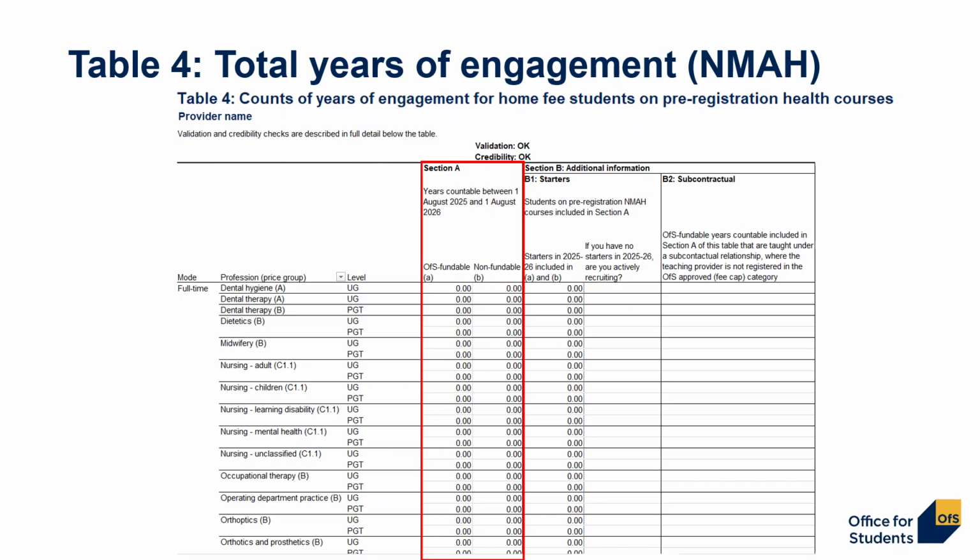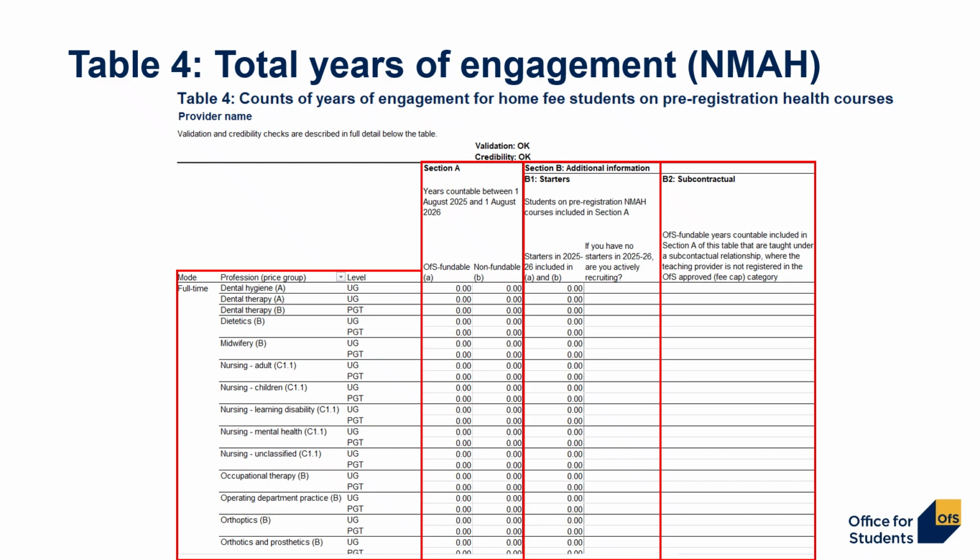Section B is divided into B1 to record what are known as starters and B2 to record numbers for students taught under subcontractual relationships. We'll discuss each of these later. There are separate sections for full and part-time students, although the part-time list isn't seen here, it's beneath the full-time entries. For each mode of study, there are rows for all the professions whose courses numbers need to be recorded on this table.